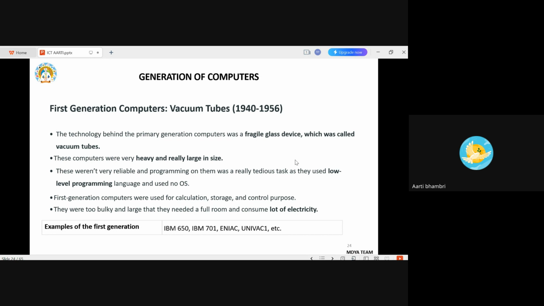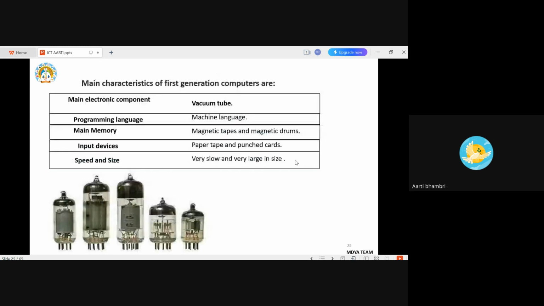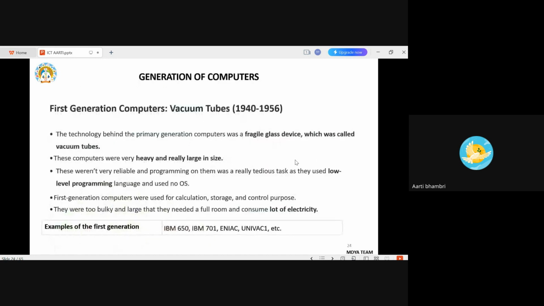In first generation computers, vacuum tubes were used. The first generation computers are also called the vacuum tube generation. The technology behind the primary generation computers was a fragile glass device which was called a vacuum tube. I will show you the picture. This is the vacuum tube. Basically, vacuum tubes are made up of glass. Vacuum means air does not pass; that is called the vacuum. So vacuum tubes are used in the first generation computer.